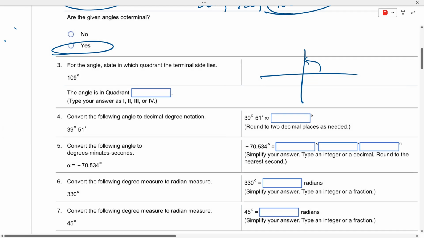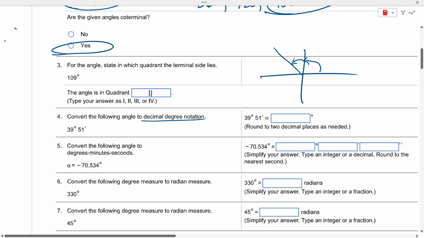If this is 90 degrees, 109 would be just past 90 degrees, right? What quadrant am I in? 2. It's the Roman numeral 2. So that's 2 i's. 3 is 3 i's. 4 is IV. Okay. All right.